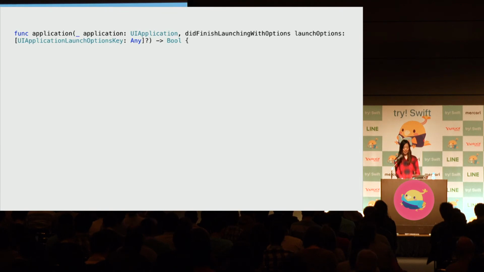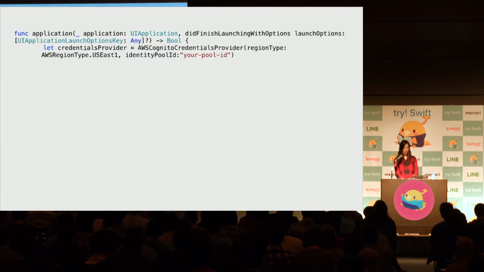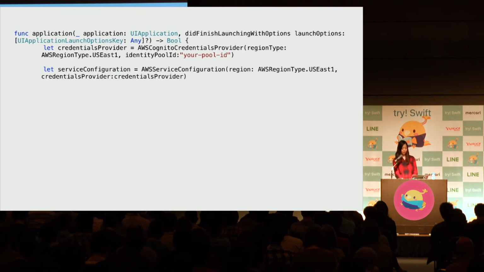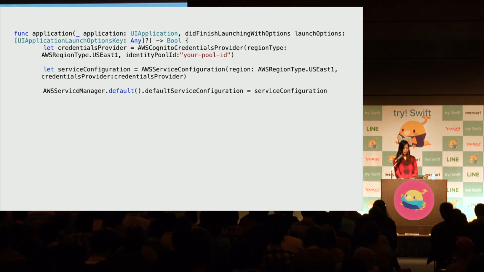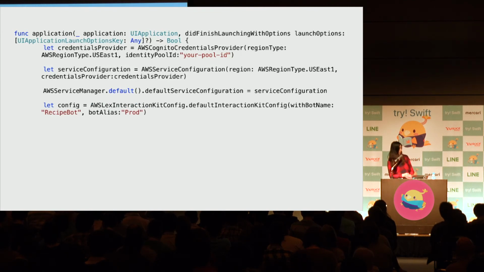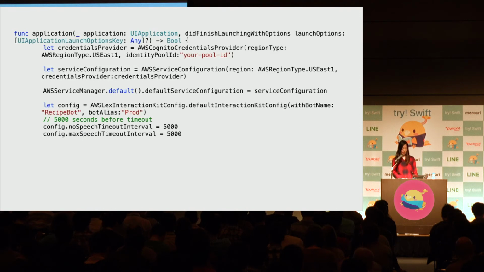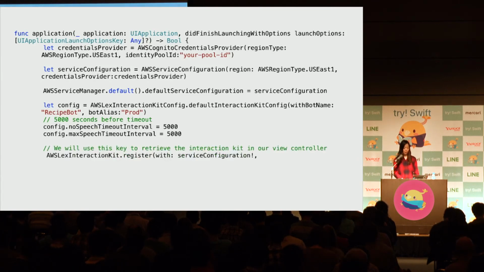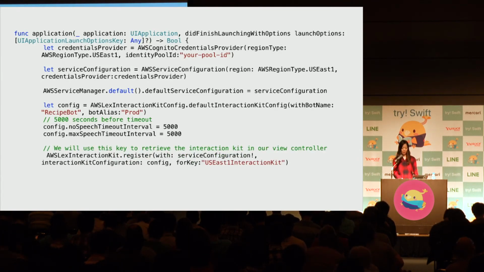So on our iOS side, in application didFinishLaunchingWithOptions, the first thing I do is simply initialize my credentials for AWS. I also initialize the interaction kit for my bot. This is the object I'll use to interact with my published bot. I can set things like no speech timeout interval and max speech timeout interval. No speech timeout interval is basically how long I want to wait when no speech is happening, when the user is silent, before timing out. And max speech time interval is simply the maximum length of any one audio input. I then register my interaction kit with a key that I'll use to retrieve it later.